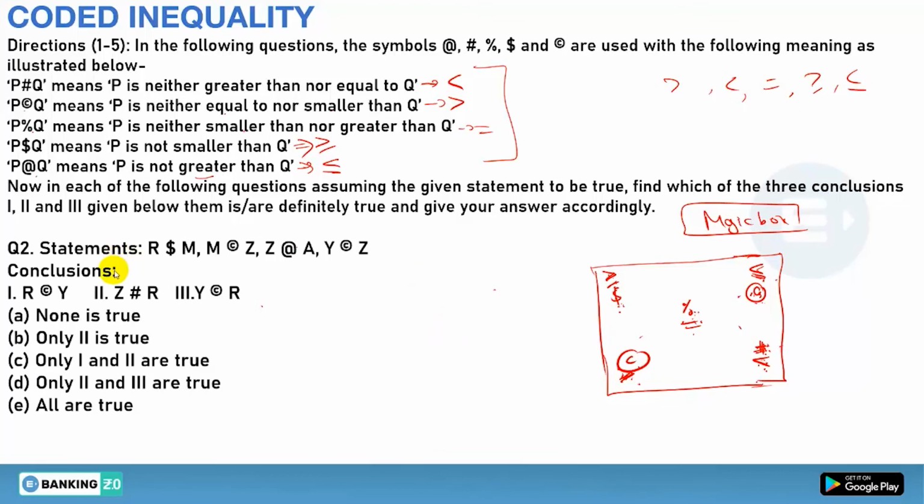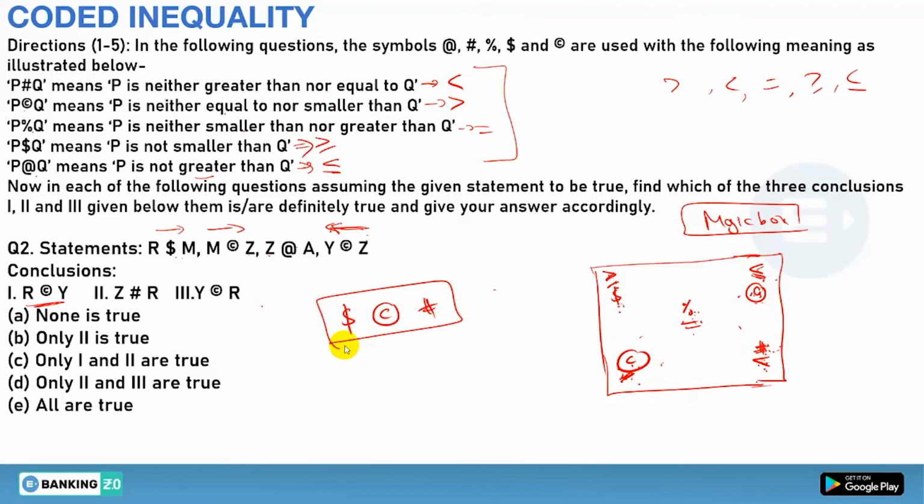So there you have question number 2. This is R to M, M to Z, Z to A, and this is Y to Z. The first conclusion is R to Y. Let's see first of all R to Y. How can you reach from R to Y? R to M, M to Z, and Z to Y in backward. So R to M and M to Z are dollar and copyright. The last copyright will change into the backward direction. So copyright will change into hash. So you are getting the symbols dollar, copyright, and hash.